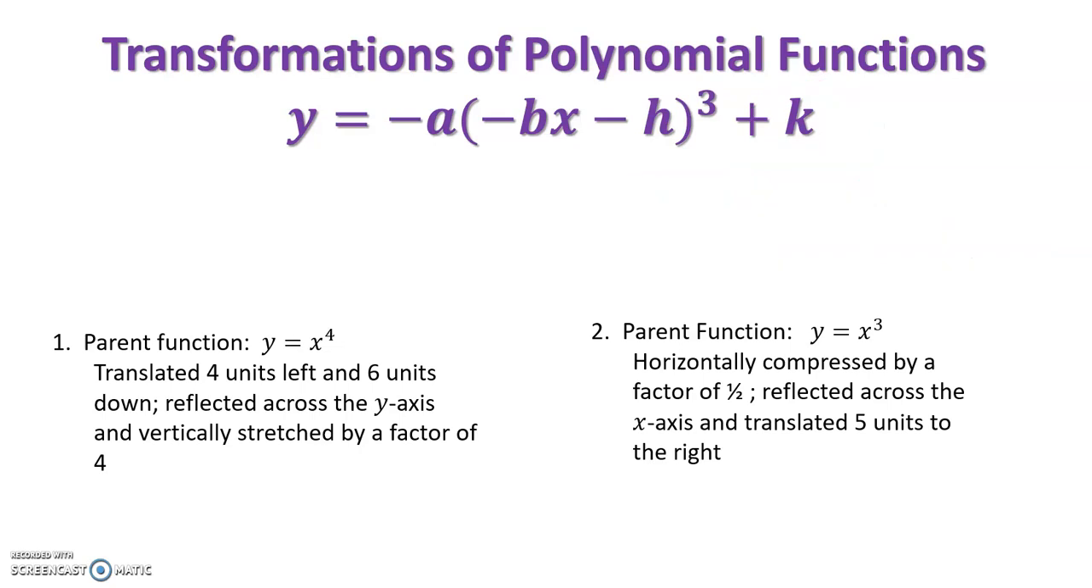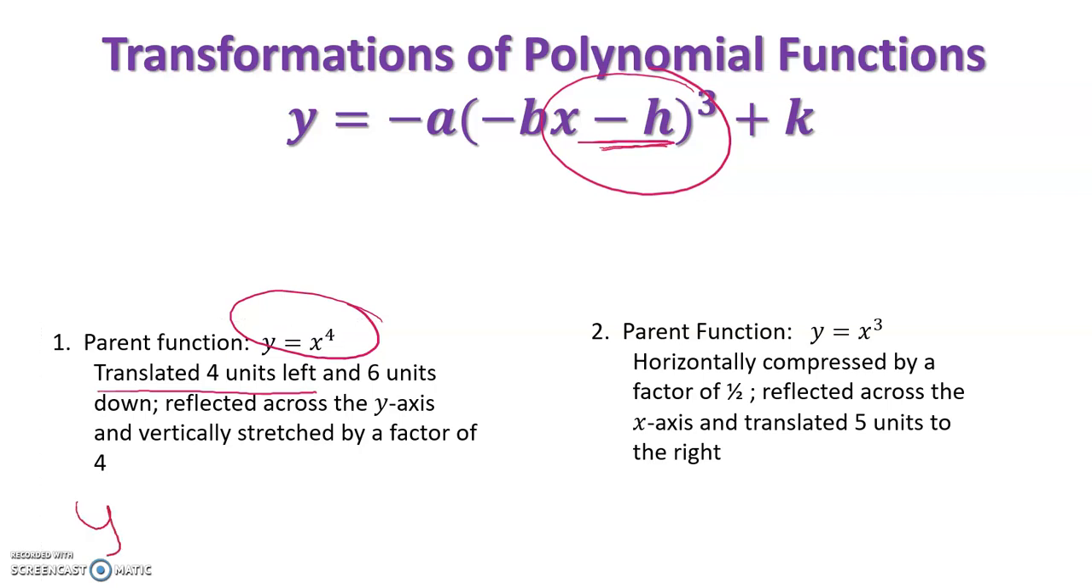So let's have a look at this first one here, y equals x to the 4. It's a quartic parent function, and let's apply these transformations. So it wants to go 4 units left. Now remember, left or right is our h, that's our translation in the x direction, or horizontal. It needs to be the opposite sign because the general form is negative h, or minus h.